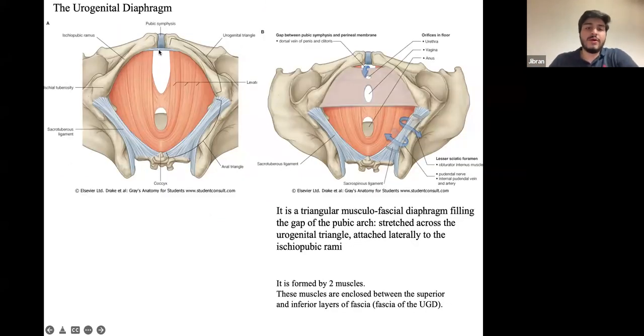If you recall the U-shaped defect we discussed, the urogenital diaphragm basically covers this defect and only allows three things: the dorsal vein of the penis and clitoris, the urethra, and the vagina in females. We will see more pictures of this later in this lecture. All I want you to know for now is that it covers the defect and keeps in place all these different structures that are passing through.